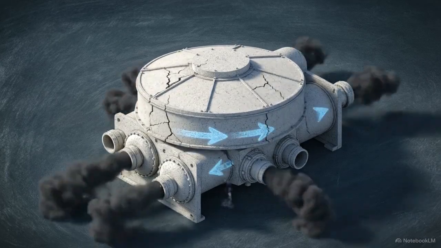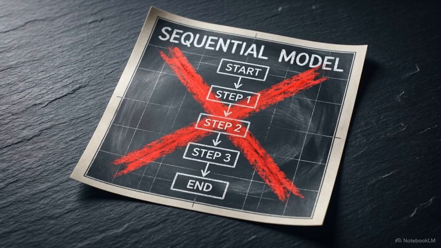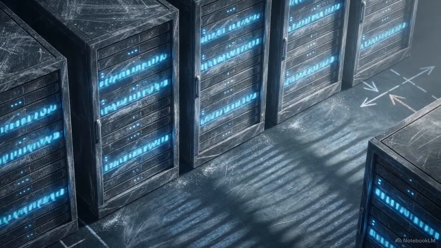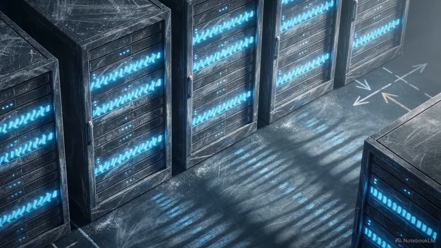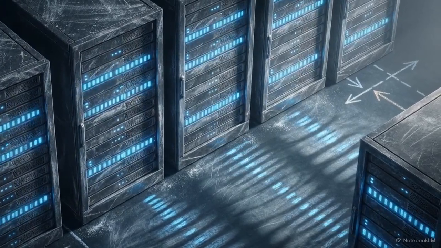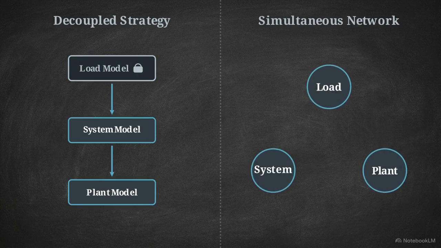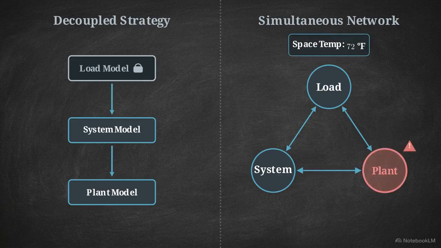Modern energy simulation engines discard the sequential sequence entirely. They solve the equations for the load, the secondary systems, and the primary plant simultaneously at every single time step. This illustrates the shift. On the left, the linear, decoupled strategy. On the right, a simultaneous network where space loads and central plants are solved together. A central plant shortage immediately cascades down the network, forcing simulated room temperatures to readjust.